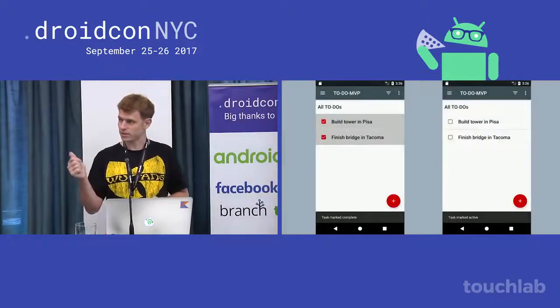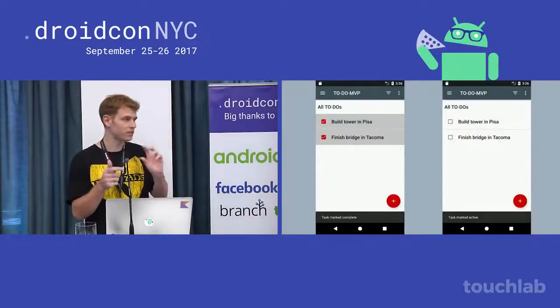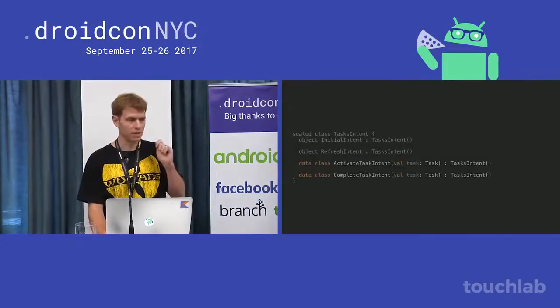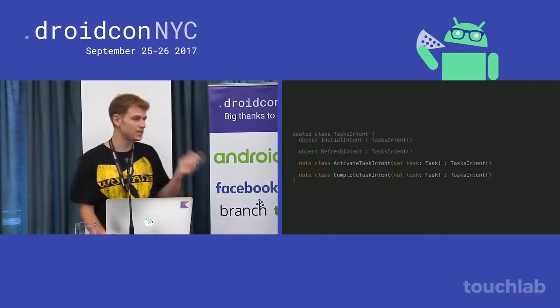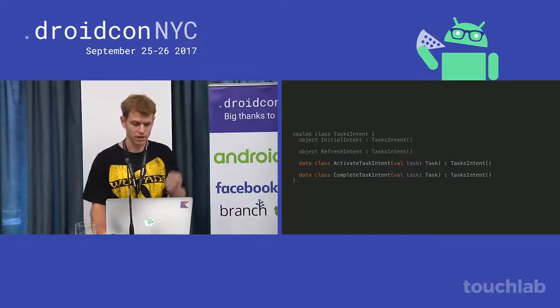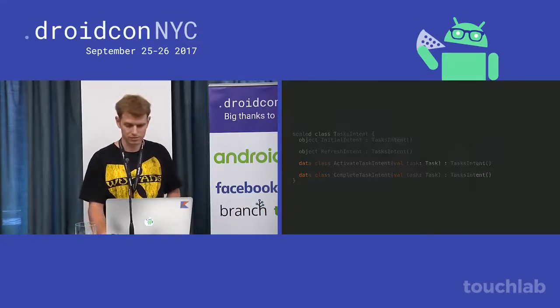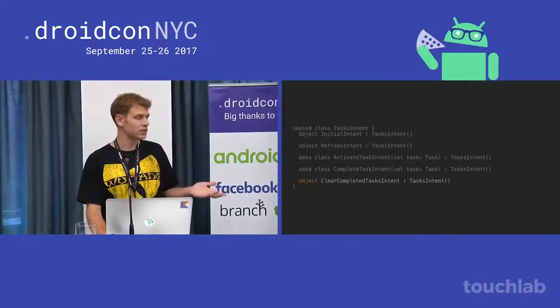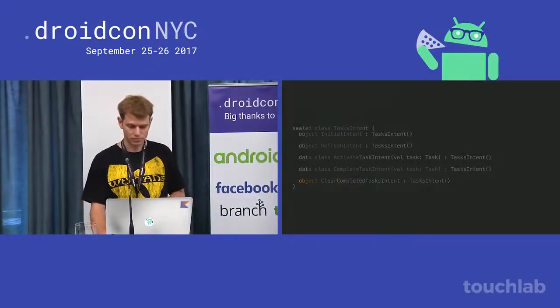Then you can check the task or uncheck it. That will make it complete or active. So we'll take one intent for each. And here we need data. We need to know which task has been checked. So we just pass it to a data class. Then at the top there is the menu clear completed. So we just clear all completed tasks. We don't need any data, so we make it an object.